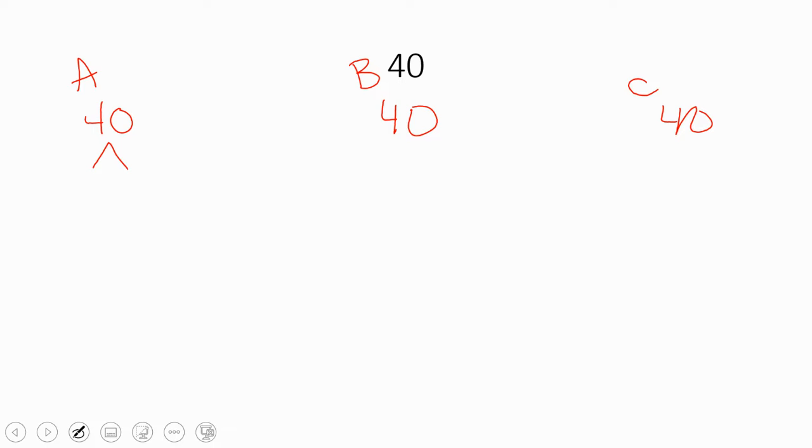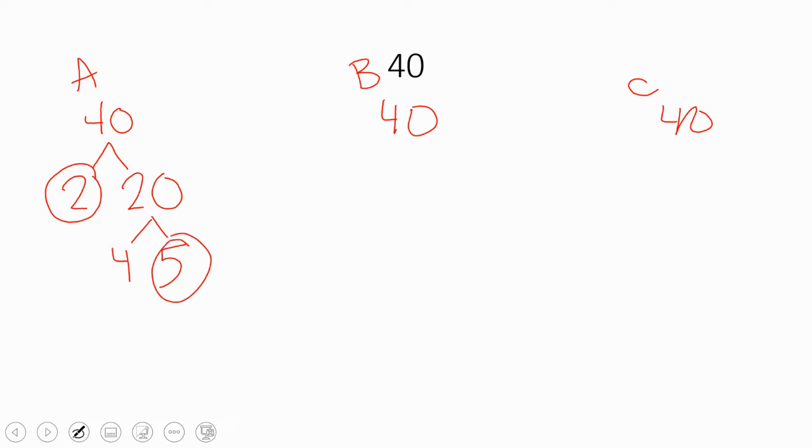So student A looks at 40 and says, oh, I can break that up into 2 times 20. 2 is a prime, so I'm going to circle it. And then I have to break up 20 because it's not prime. And they might say, oh, I can break that up into 4 times 5. They also could have said 2 times 10. It would have worked the same.